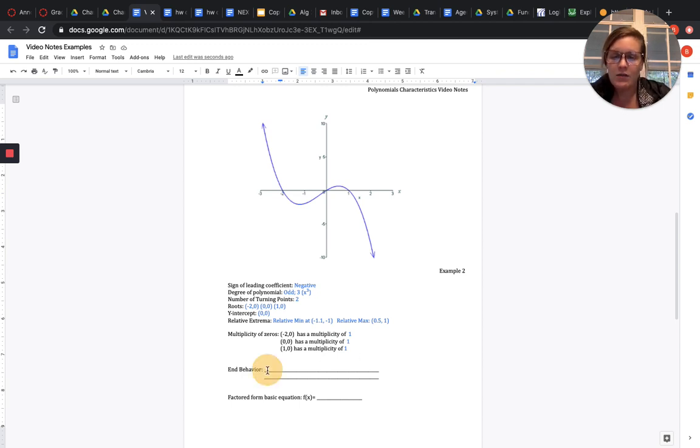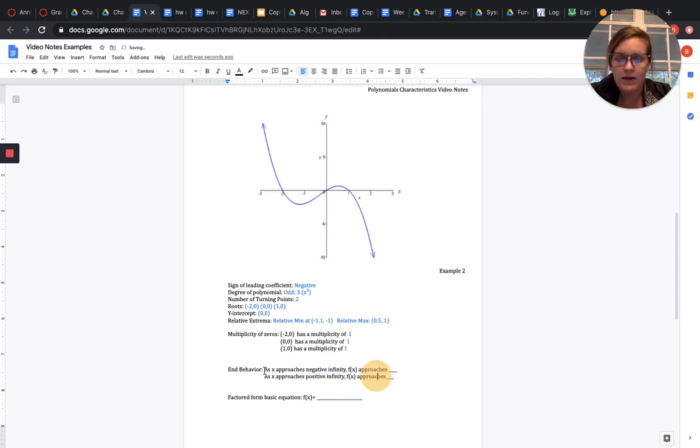All right, so in end behavior, we start typing automatically: as x approaches negative infinity. And again, use arrows for approaches and use your infinity signs if you're putting this in your journal. I just don't want to have to go find those tools. Okay, f of x approaches something. And then as x approaches positive infinity, f of x approaches something.